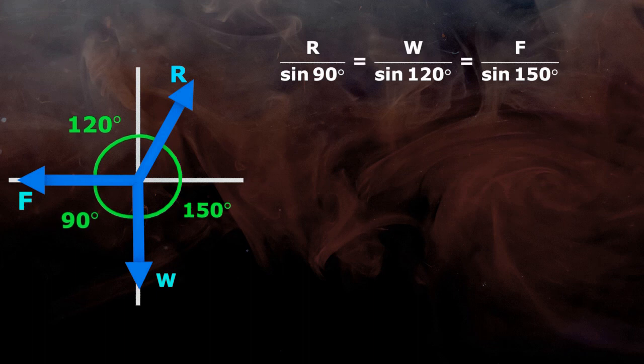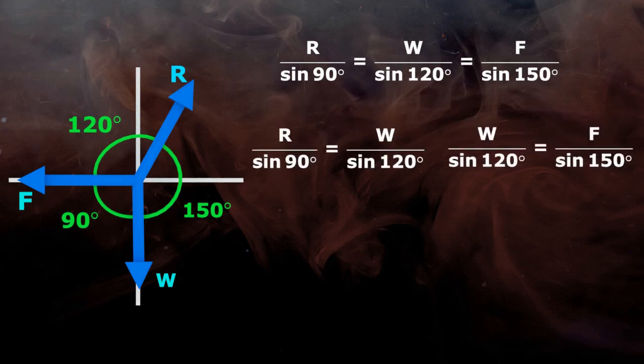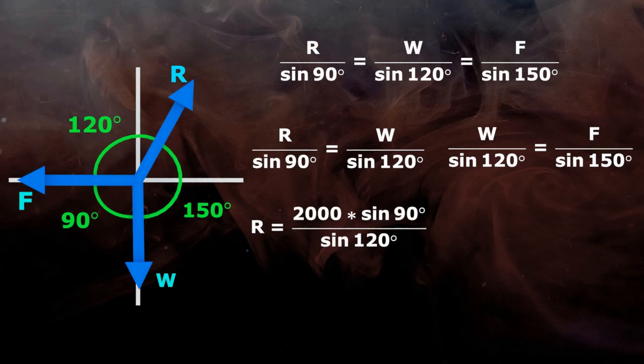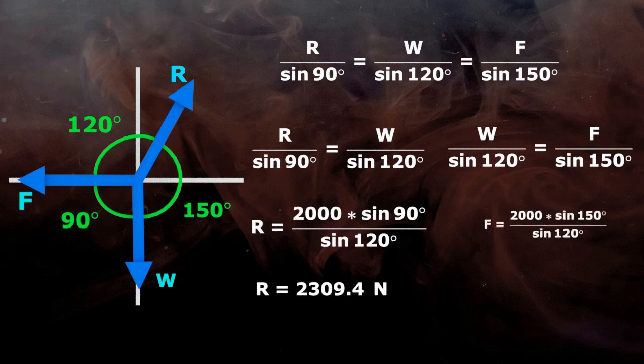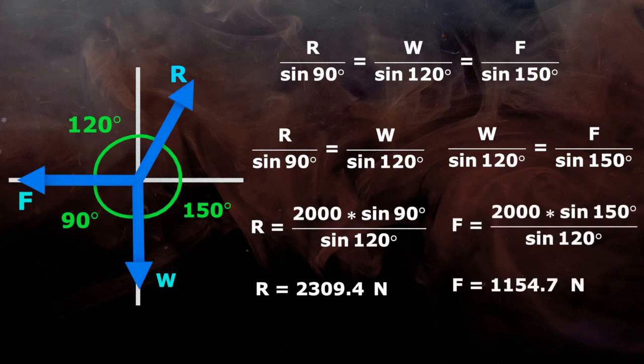Now the magnitude of force W is known to us, that is 2000 Newton, and the magnitudes of R and F are to be found. So let's compare the equations of R and F with W individually. After putting all values, we get R equals 2309.4 Newton and F equals 1154.7 Newton.